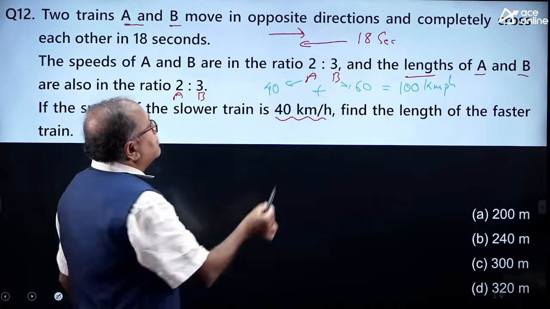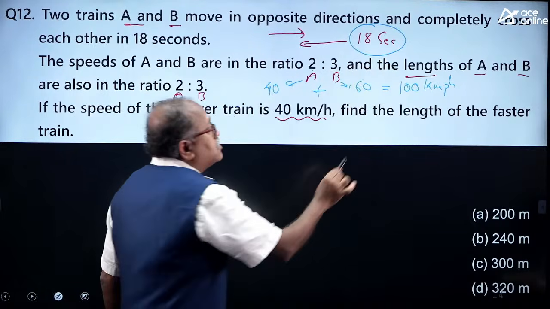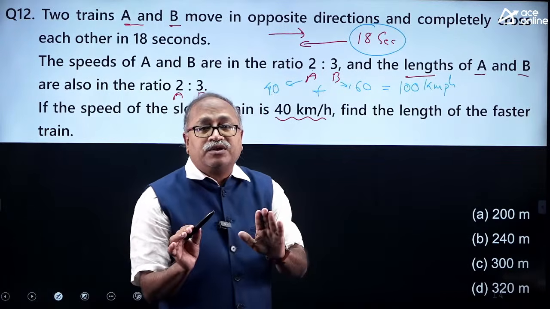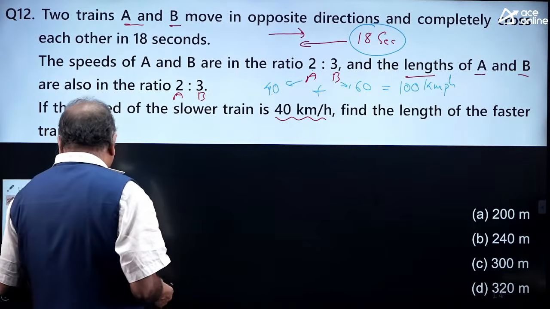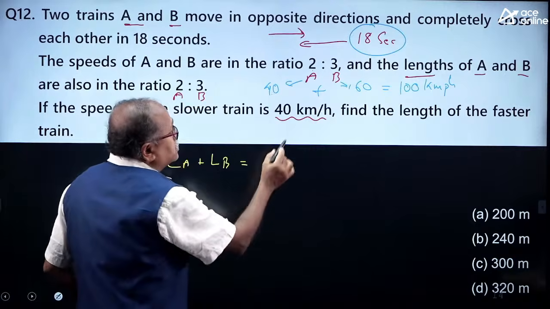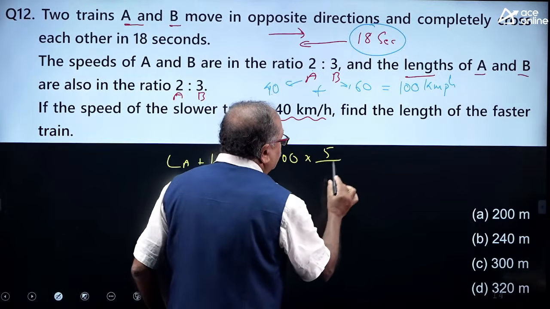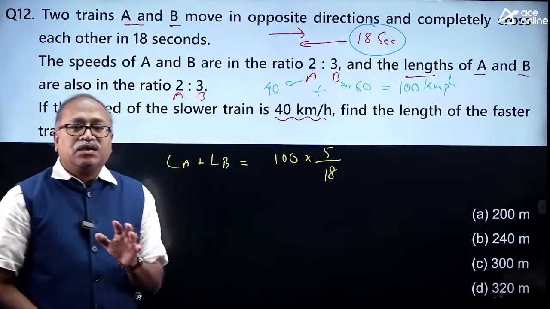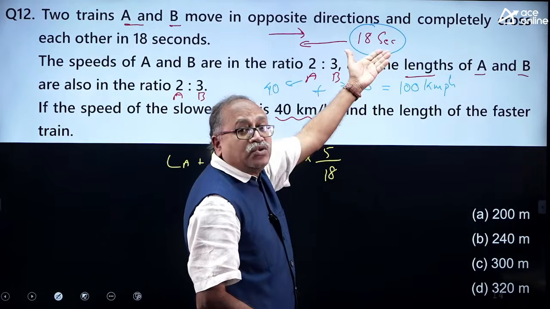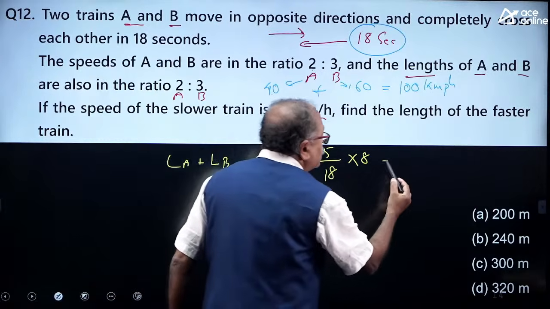This is the speed. And what is the time to cross each other? 18 seconds. This is in seconds. This is in kilometer per hour. So I know that time into speed is the length. So what is the total length? So length of A plus length of B is equal to 100 into 5 by 18, because I am converting this into meter per second. Now this is in meter per second, and how much time do they take to cross each other? 18 seconds. So I notice that the total length is 500.